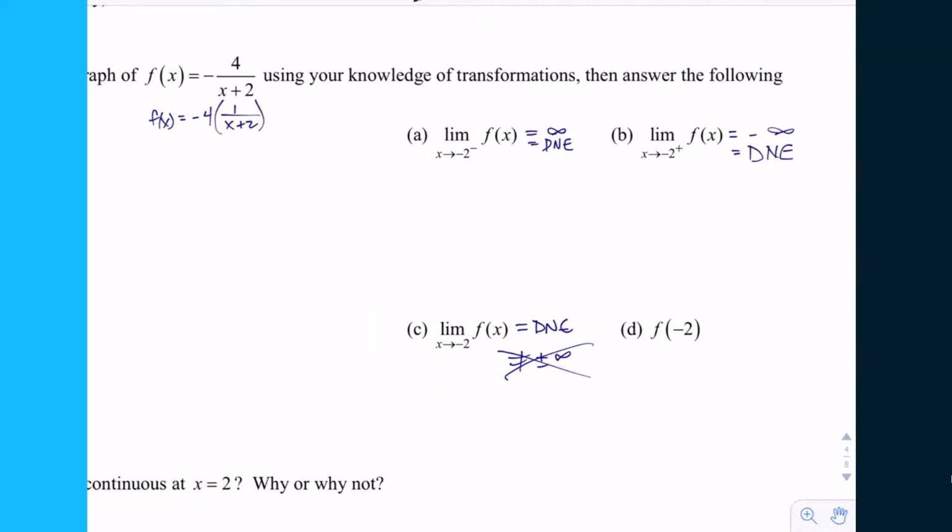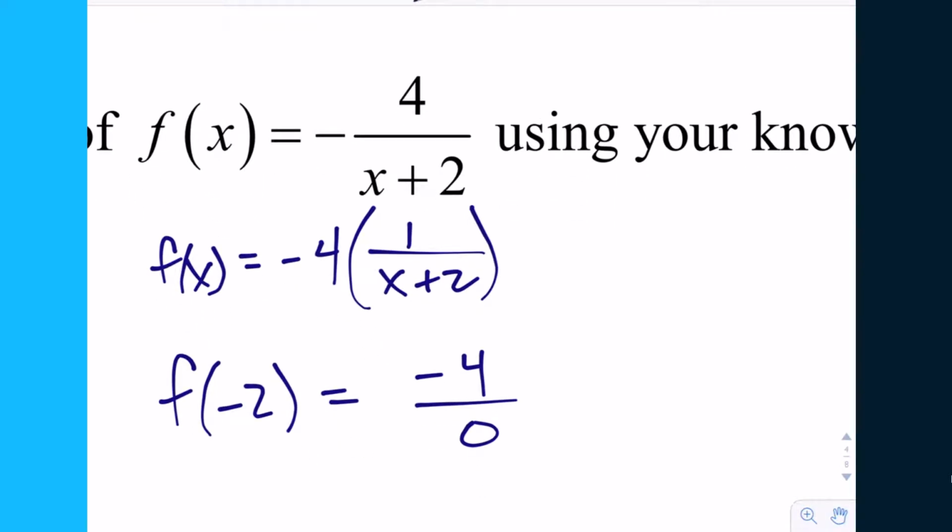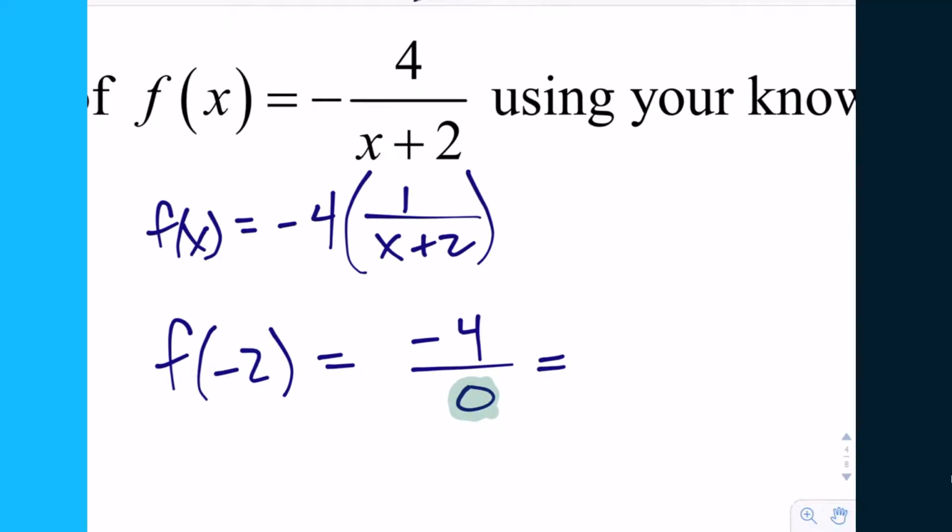Now, what is f of -2? Well, you plug it in. Let's try it out. F of -2. I plug it in, I get -4 over 0. So what is that? What do we know about the function value? Does it exist? No. Anytime you divide by 0, the function value doesn't exist. The limit still might, but the function value, it's game over for the function value. So that's D and E.